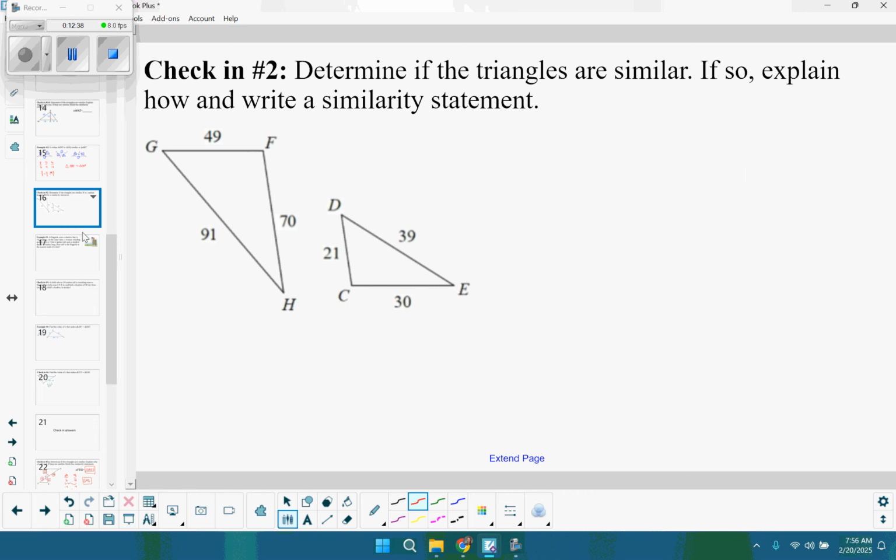So here's check-in number 2. Just determine if the triangles are similar. If so, explain how and write a similarity statement. Answers are posted on Google Classroom.